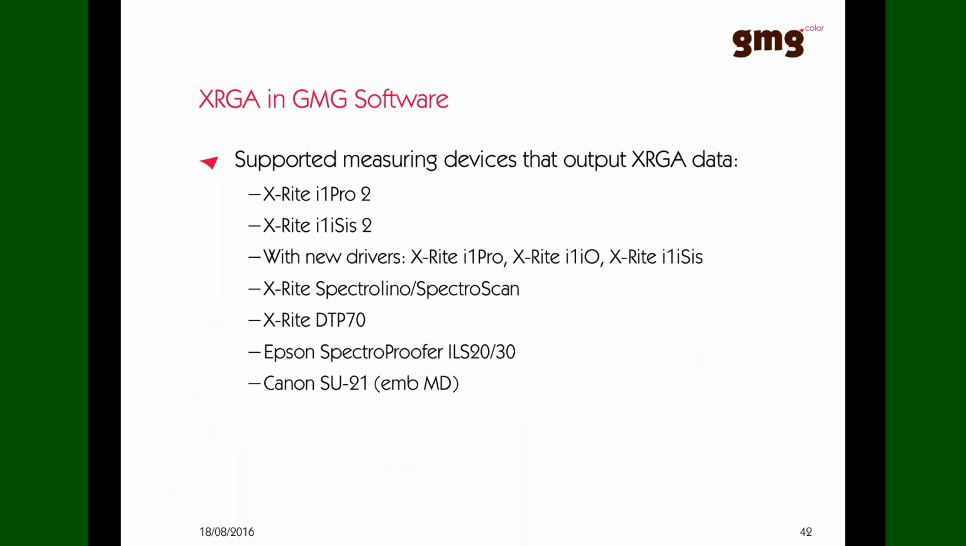These are the XRGA and GMG software currently supported measurement devices. I hope this is a complete list; I'm not 100% sure. It includes the X-Rite i1 Pro 2, the X-Rite iSis 2 with new drivers, also the old i1 Pro, the i1iO table, the X-Rite i1 iSis, the X-Rite Spectralino, SpectroScan, DTP70, SpectroProver from Epson, the ELS20 and 30, and the internal measuring device of the Canon printers, the SU21. All those deliver XRGA data, and this data is also used in our software.